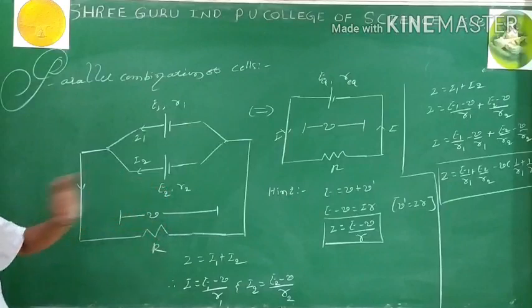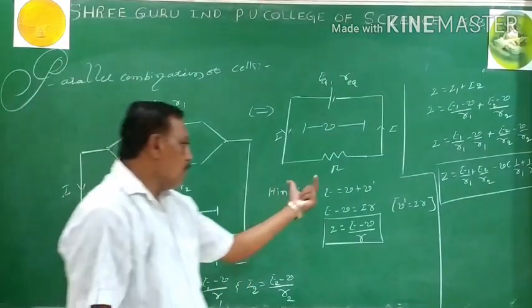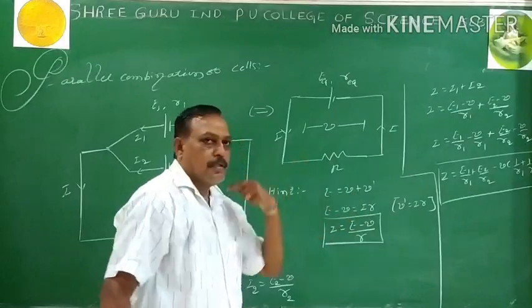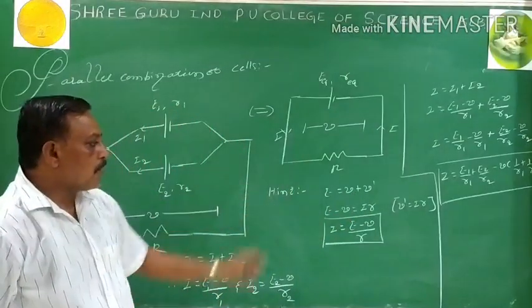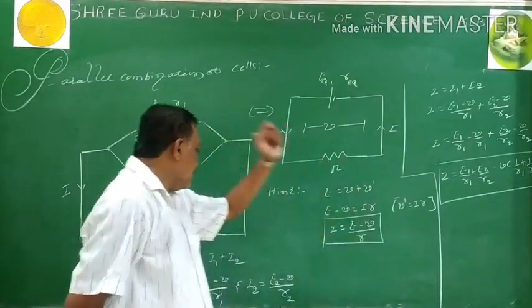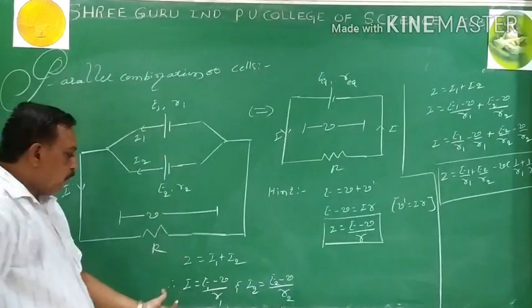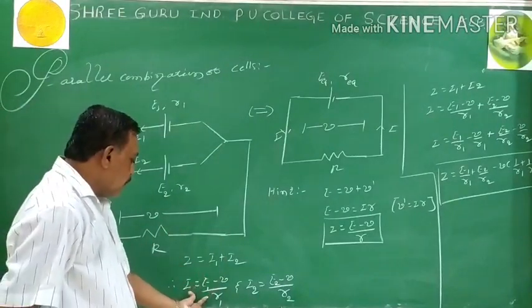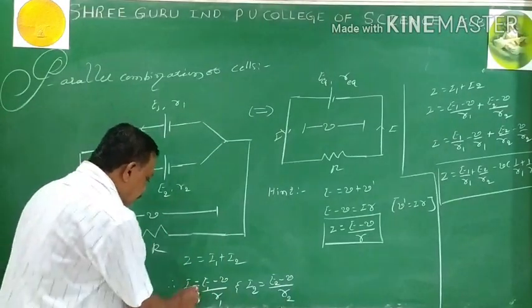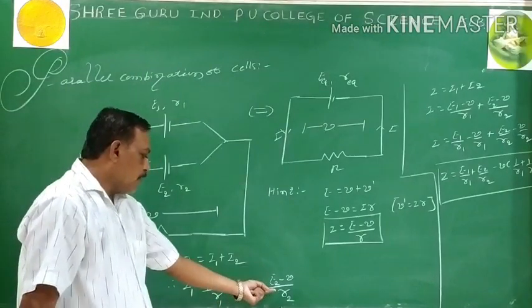Just glance at the equation. Nothing should be there. Most of the students feel the parallel combination of cells is somewhat complicated. Nothing should be there. The only thing is that you have to concentrate on the hint. That hint is obtained from Ohm's law applied to the circuit. I need the equation for the current. Hence, I set the equation for current. Then you go for the total current in the circuit, I1 plus I2. Then substitute for I1 and I2 values. So that is nothing but I1, E1 minus V divided by R1, and I2, E2 minus V divided by R2.